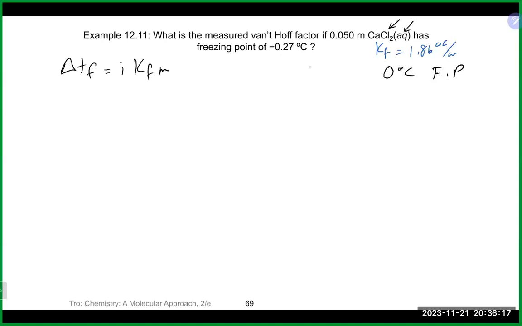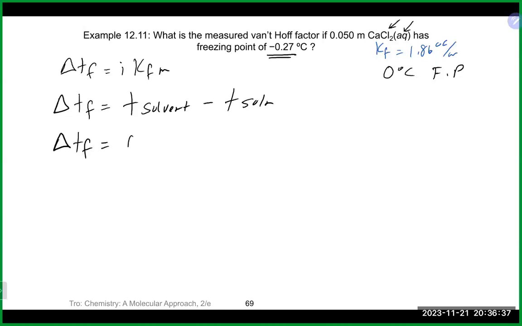Once again here, this has a freezing point temperature of minus 0.27. We need to get rid of the negative like before. So our change in freezing point temperature is our temperature of our solvent, which will be a larger number, minus the temperature of the solution. So our change in freezing point temperature would be 0 degrees Celsius minus minus 0.27 degrees Celsius. That is how we get rid of the negative that we should not have in this problem, and that gives us a change in freezing point temperature of 0.27.